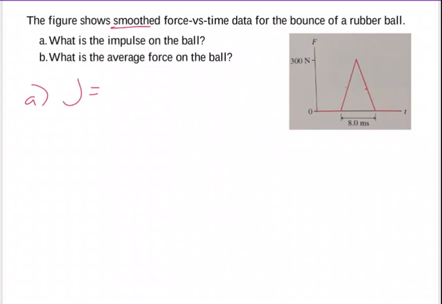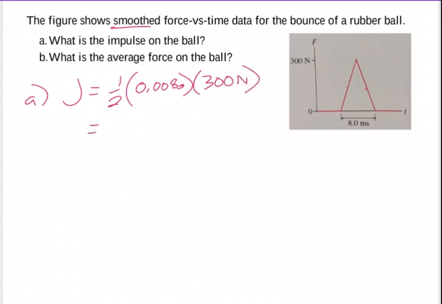Yeah, it's a triangle. So we just do 1/2 times the base times the height. So 1/2 times the base, which is 8 milliseconds. Are we going to change that to seconds? You would turn that into seconds because the units of impulse are kilograms times meters per second. The prefix milli moves the decimal 3 places. So 0.008 seconds times 300 newtons.